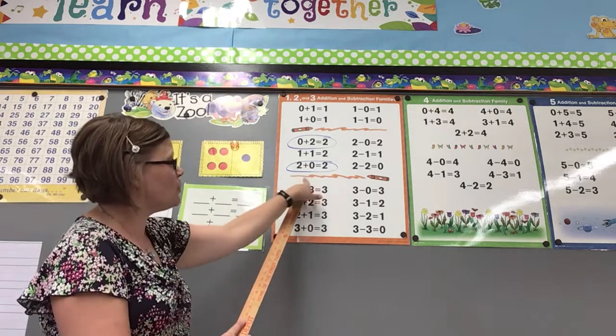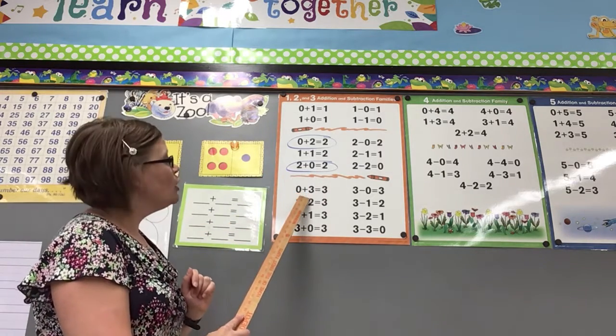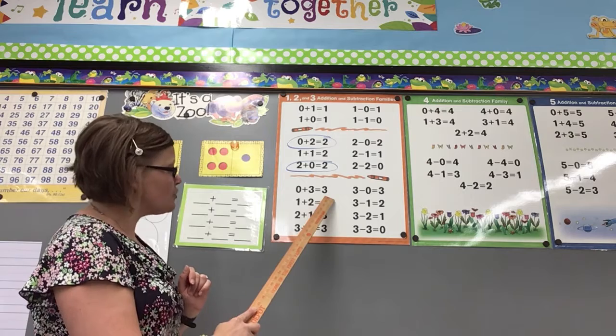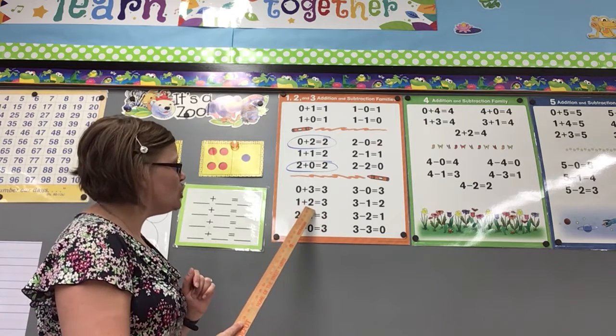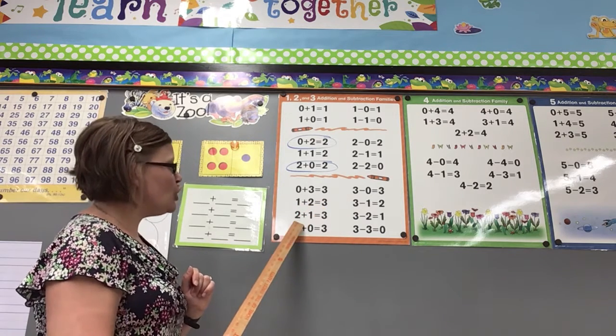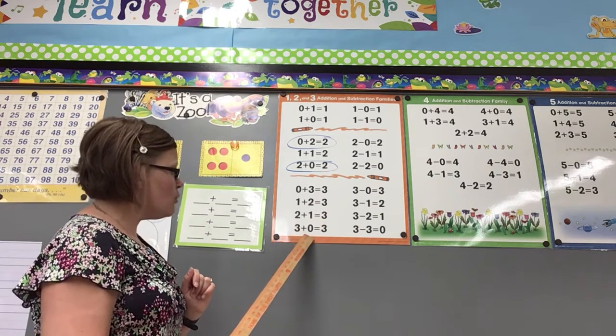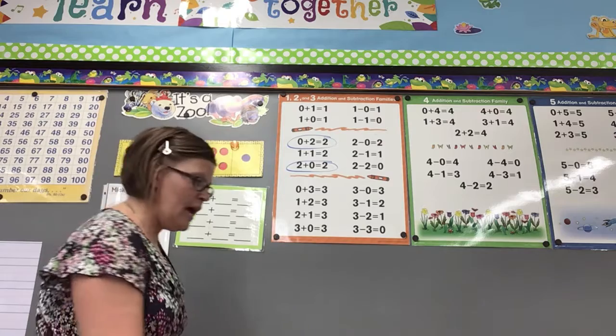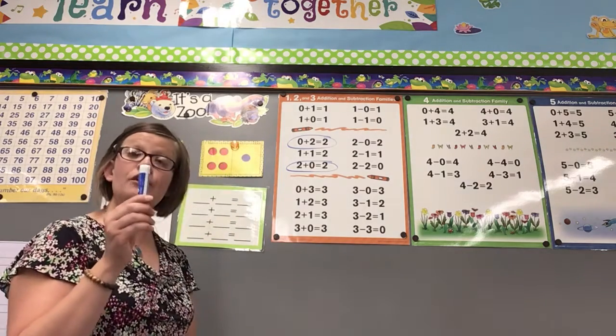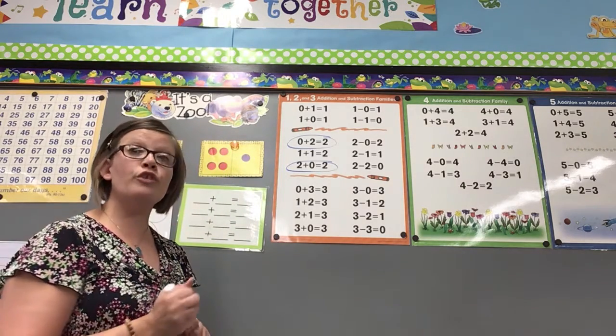So under the crayon mark, ready? Begin. 0 plus 3 equals 3. 1 plus 2 equals 3. 2 plus 1 equals 3. 3 plus 0 equals 3. Okay, take out your marker, and in the 3 family, circle the twins.